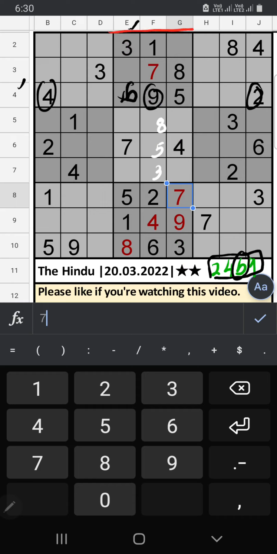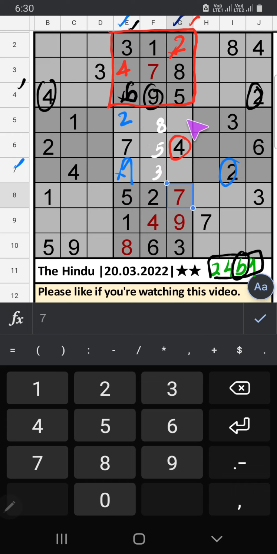7th grade, only 2 numbers are remaining: 2 and 4. Column G we have 4, so 4 can't come in this cell. 4 is confirmed here, then 2 is here. Column E, 2 numbers are remaining: 2 and 9. 7th row we have 2, so 2 can't come in this cell. 2 is confirmed here, then 9 is here.